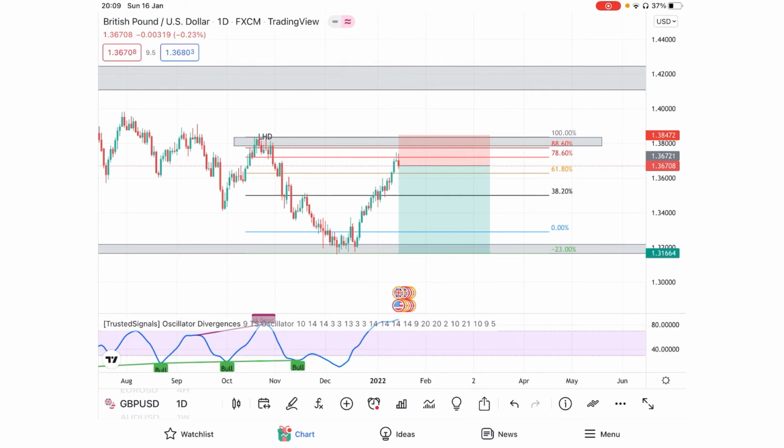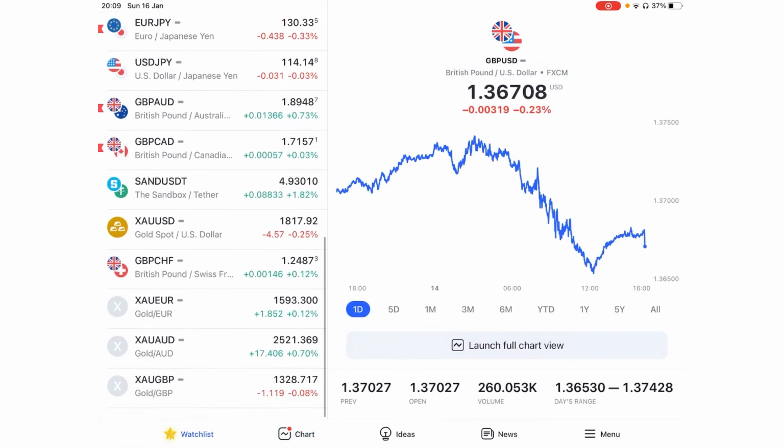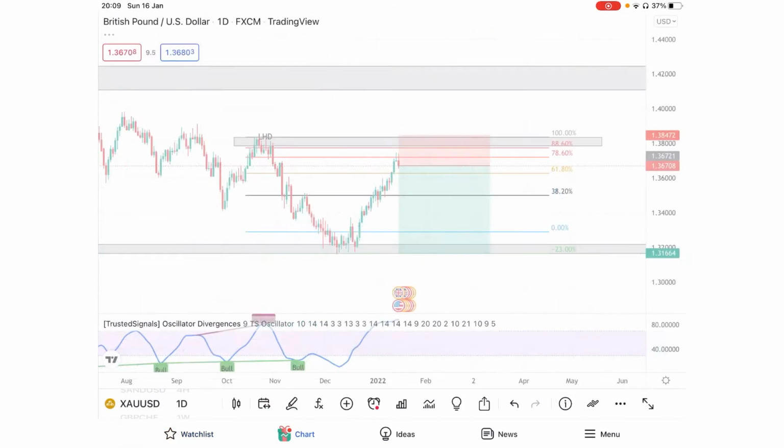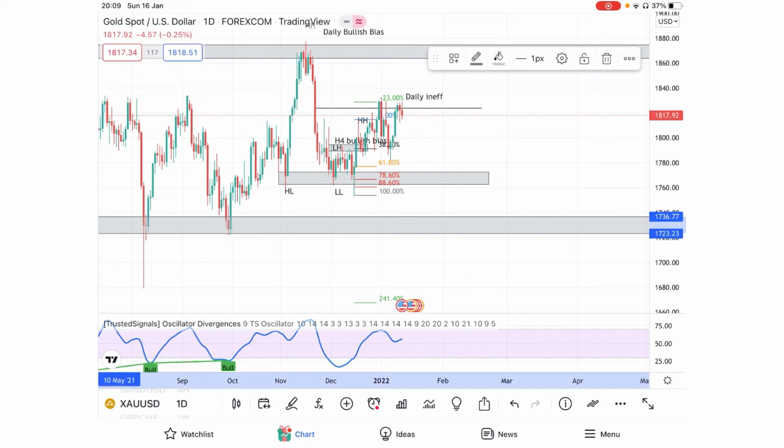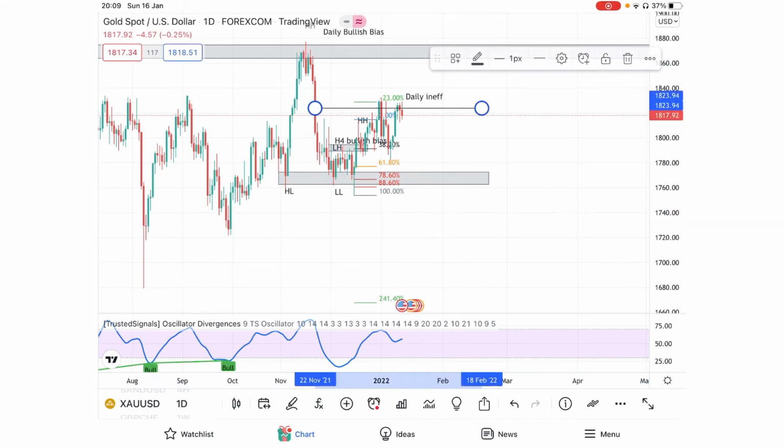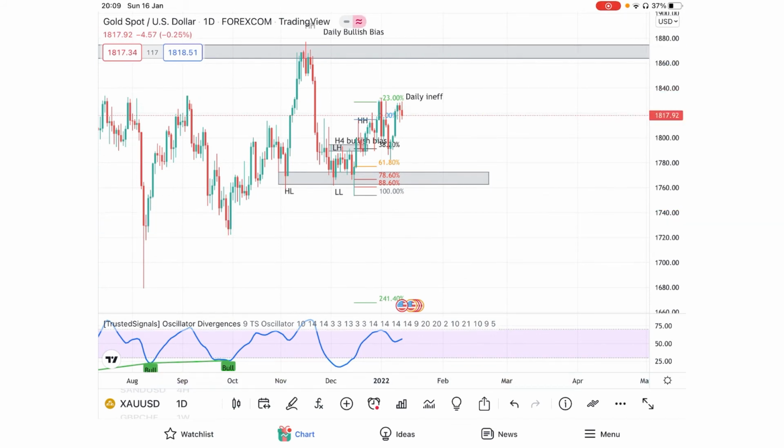And yeah, let's go on gold because I know a lot of you like to trade gold. Let me delete all of this. Okay. Let me delete everything.